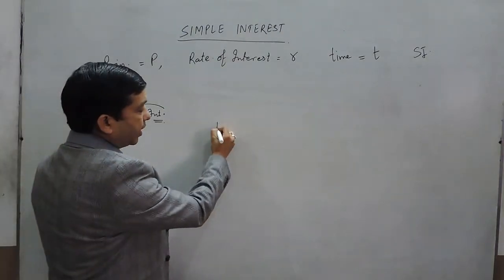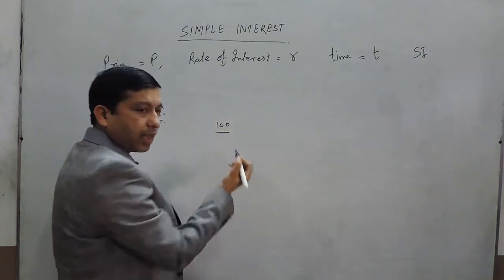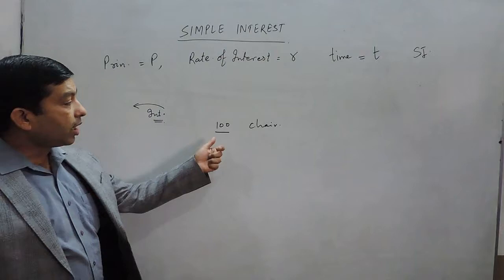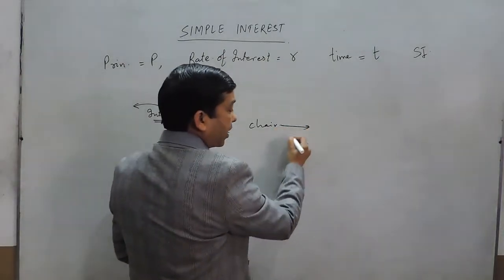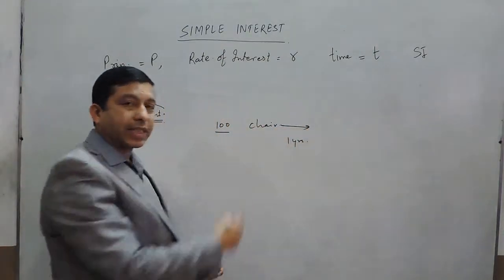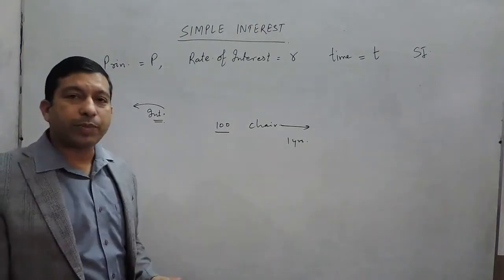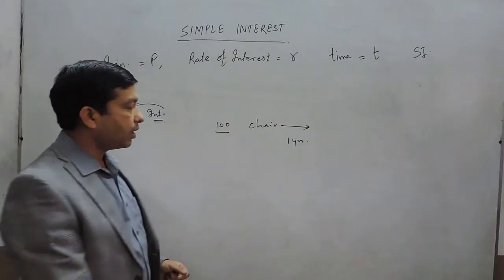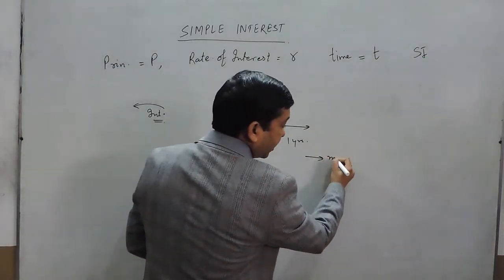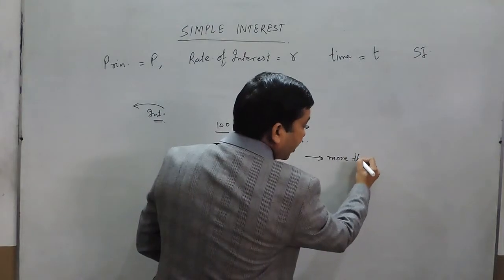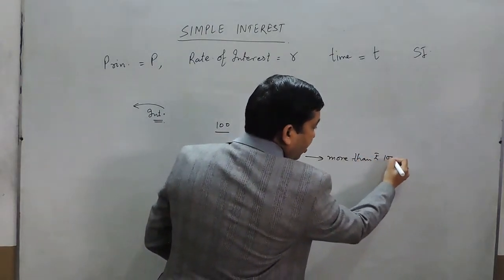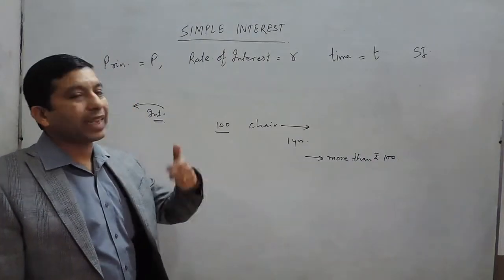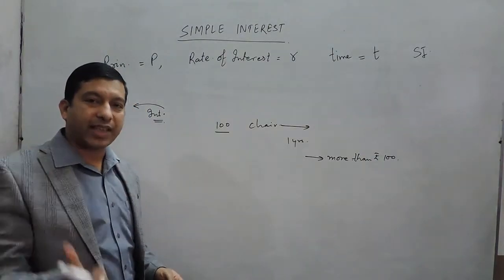If today I am purchasing something, a chair, for rupees 100, and I go after 1 year and want to purchase the same chair, will it cost me rupees 100 or more than rupees 100? The answer is that the cost will be more than rupees 100, because every year the price of something keeps on increasing because of the term inflation.